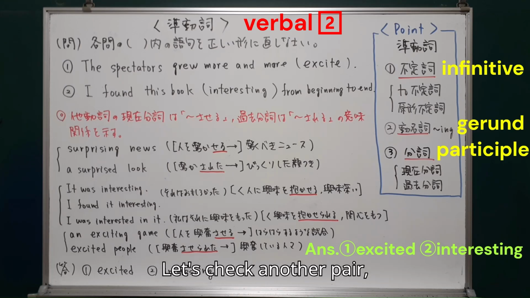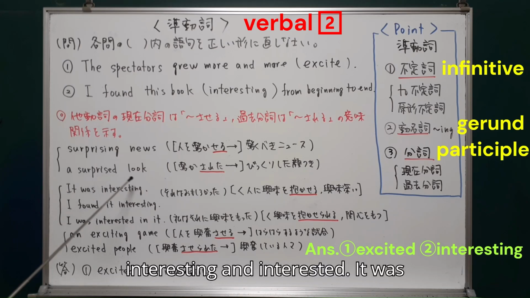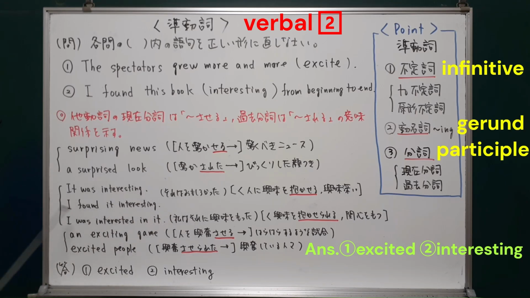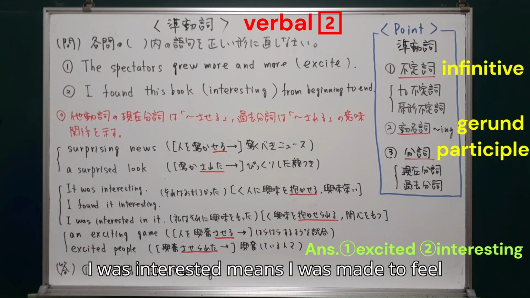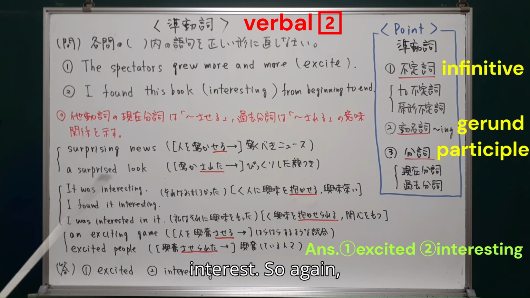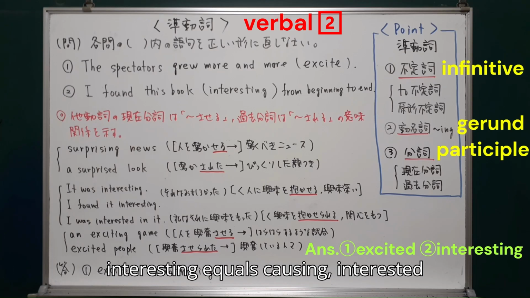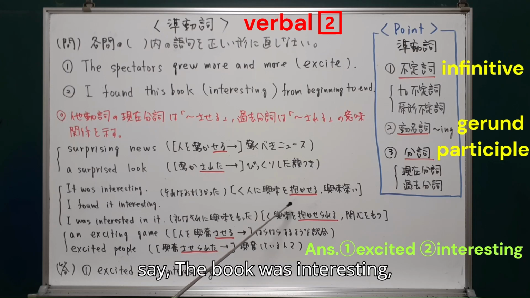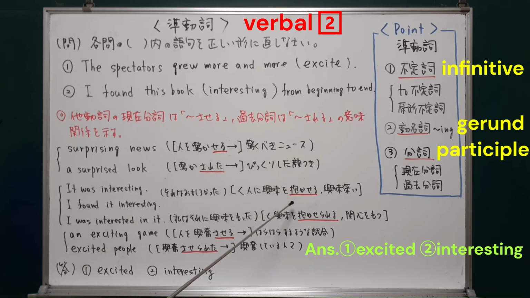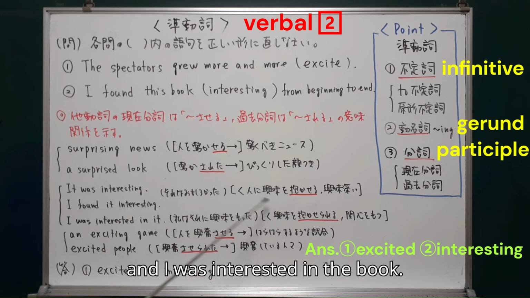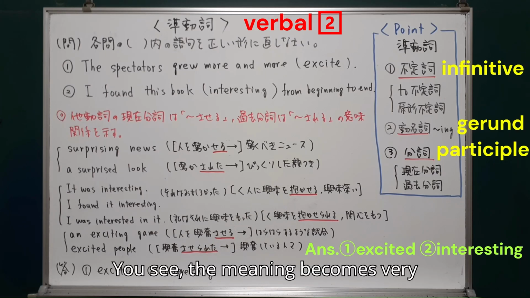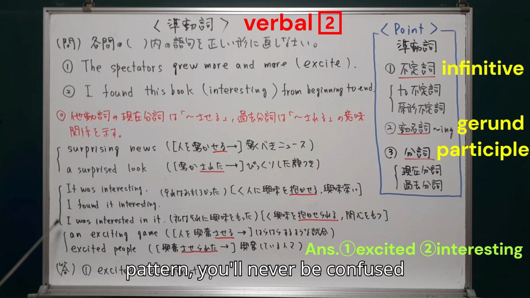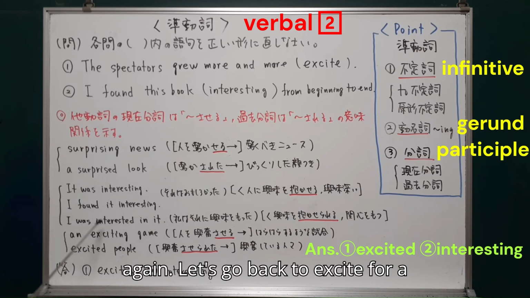Let's check another pair, interesting and interested. It was interesting means it caused interest. I was interested means I was made to feel interest. So again, interesting equals causing, interested equals feeling. That's why we say, the book was interesting, and I was interested in the book. You see, the meaning becomes very logical. Once you get this pattern, you'll never be confused again.